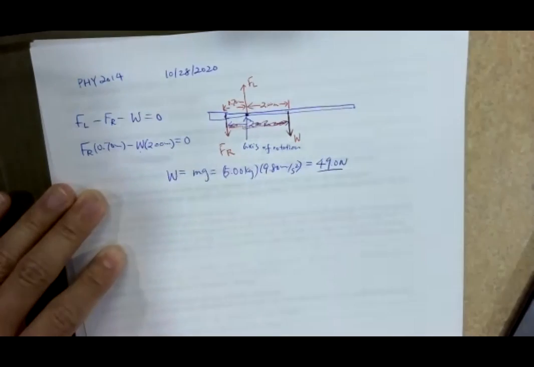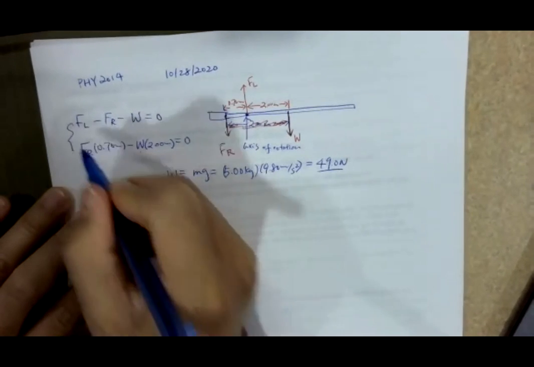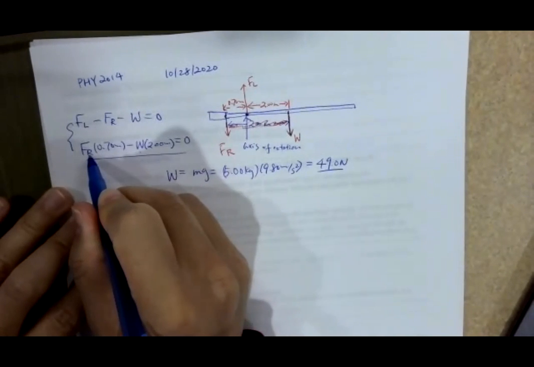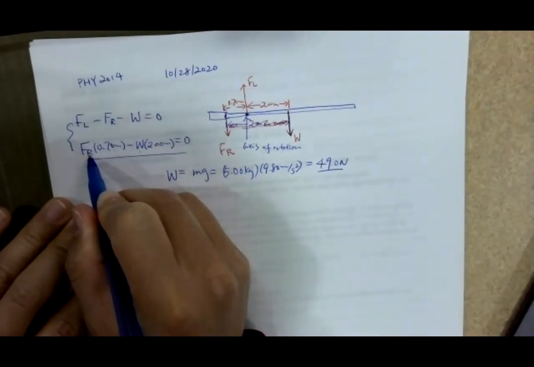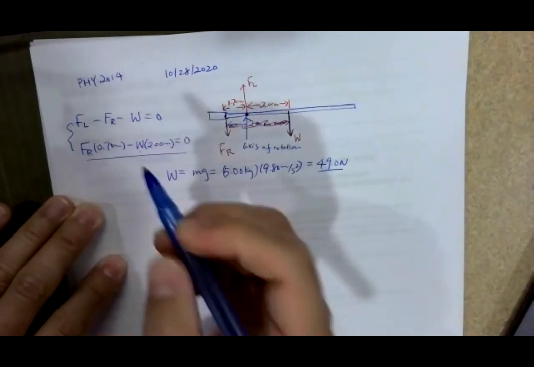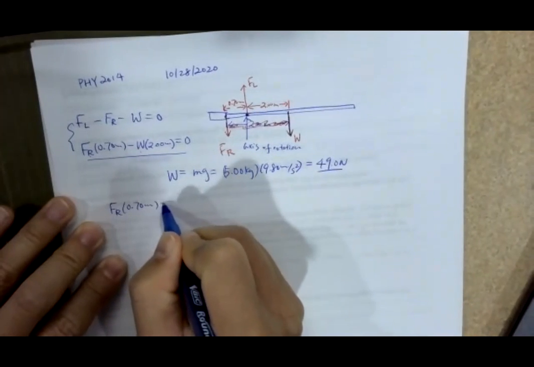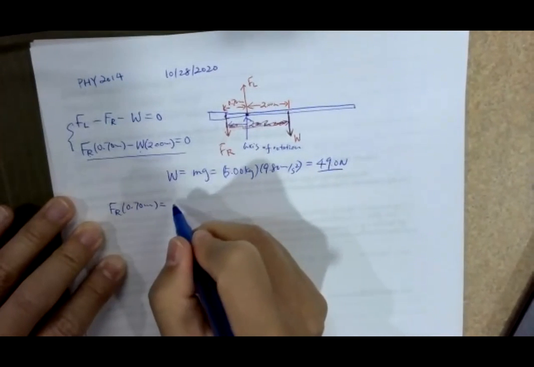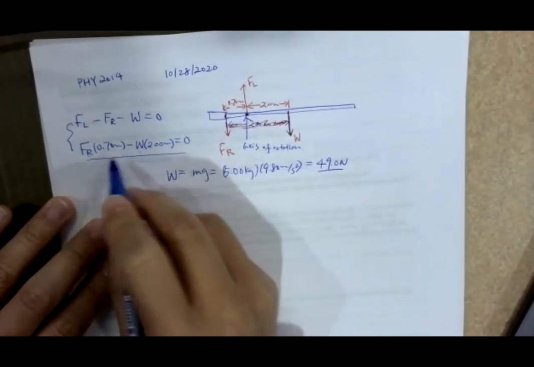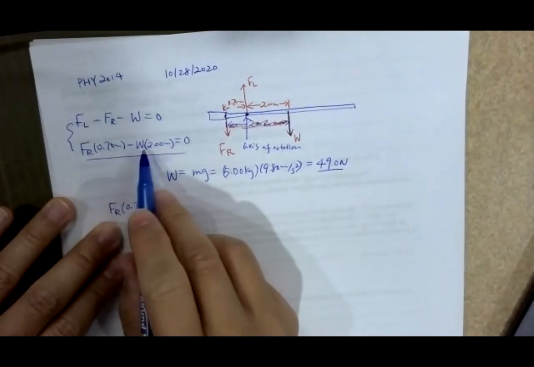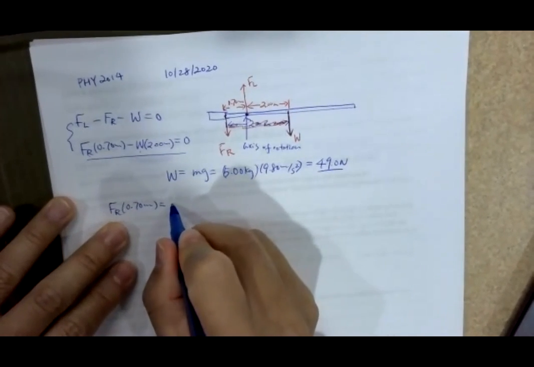So then this is 49. Now look at the second equation here. You can solve for your force by the right hand. So Fr times 0.7 meters should be equal to weight times 2, because the one subtracted from the other goes to 0, so the two should equal each other.